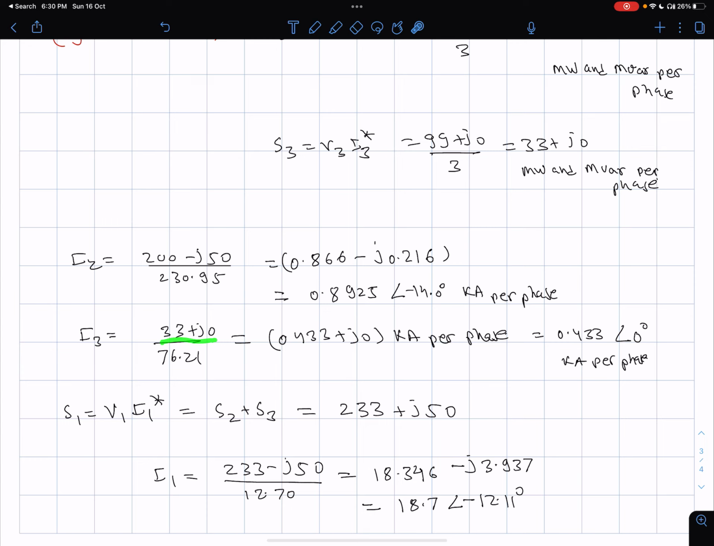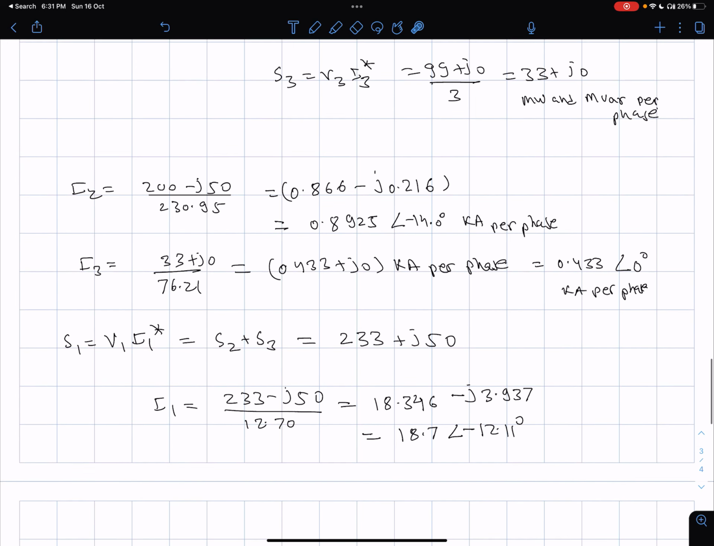Similarly, 33 plus J0 is the power per phase on the third winding, and the phase to neutral voltage is 76.21 kV. So your current comes out to be 0.433 kiloamperes per phase at unity power factor.